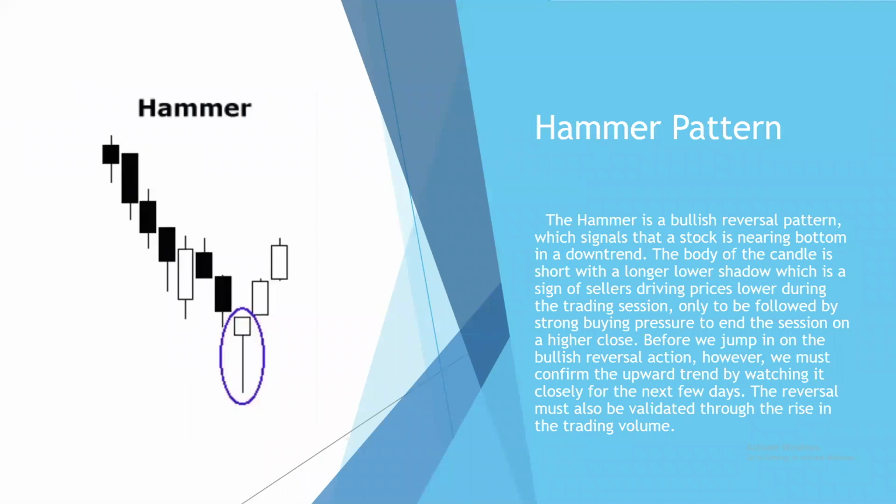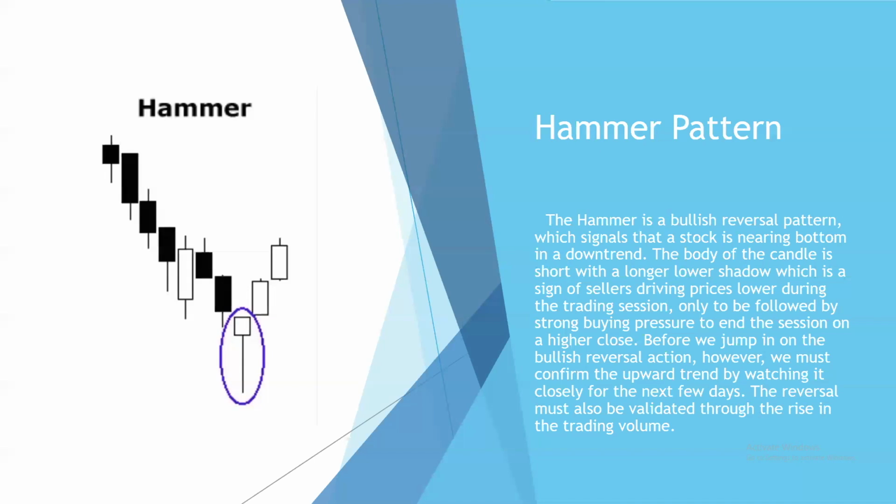All right, what else do we have, guys? A hammer pattern. The hammer is a bullish reversal pattern, which signals that a stock is nearing the bottom of its downtrend. The body of the candle is short with a long lower shadow, which is a sign of sellers driving prices lower during the trading session, only to be followed by strong buying pressure to end the session on a higher close. Before we jump in on the bullish reversal action, however, we must confirm the upward trend by watching it closely for the next few days. The reversal must also be validated through a rise in trading volume.